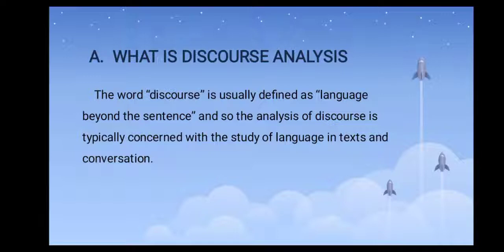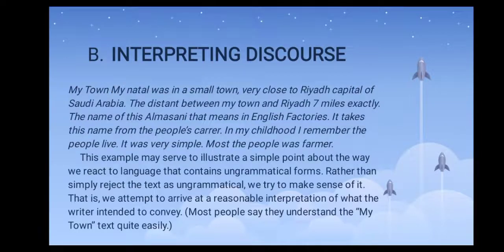Moving on to interpreting discourse, there is an example. This example may serve to illustrate a simple point about the way we react to language that contains ungrammatical forms. Rather than simply reject the text as ungrammatical, we try to make sense of it. That is, we attempt to arrive at a reasonable interpretation of what the writer intended to convey. Most people say they understand the text quite easily.